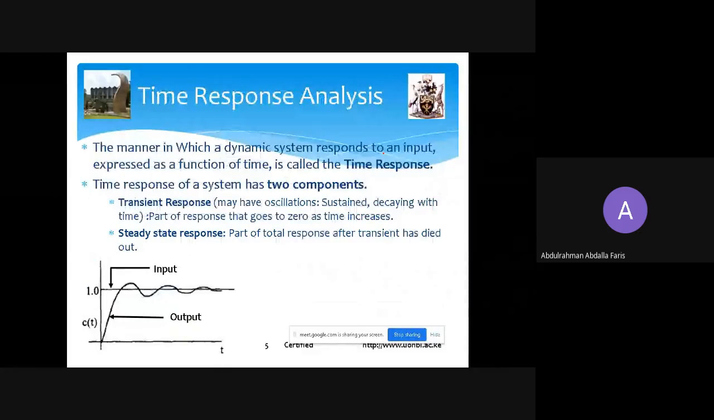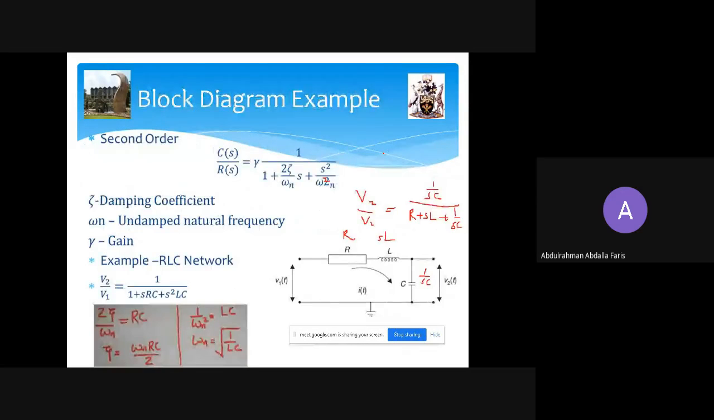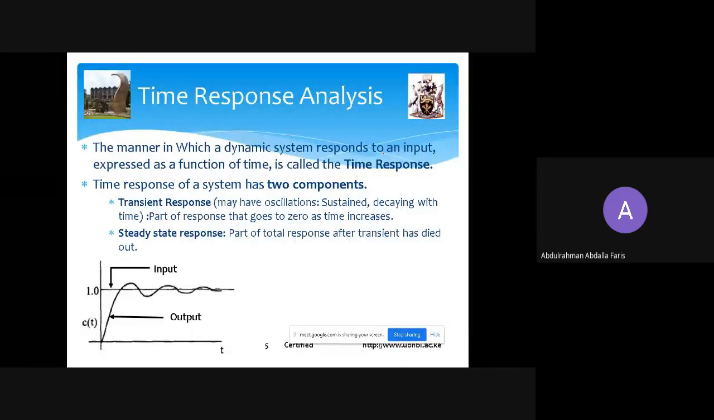So once we have modeled a system and we have it in a given standard form, the whole point is to analyze that system. Remember that we are transforming this linear differential equation into the S domain so that we can easily manipulate it, and then later on we go back and invert it into the time domain to see the response. That is the whole idea of the Laplace transform and these forms.